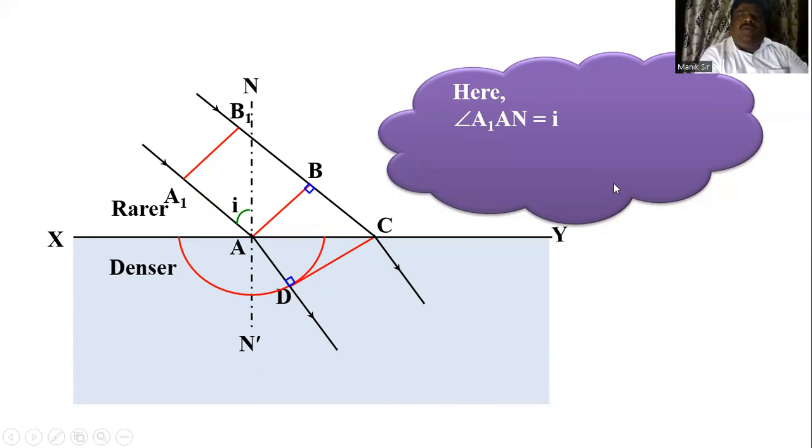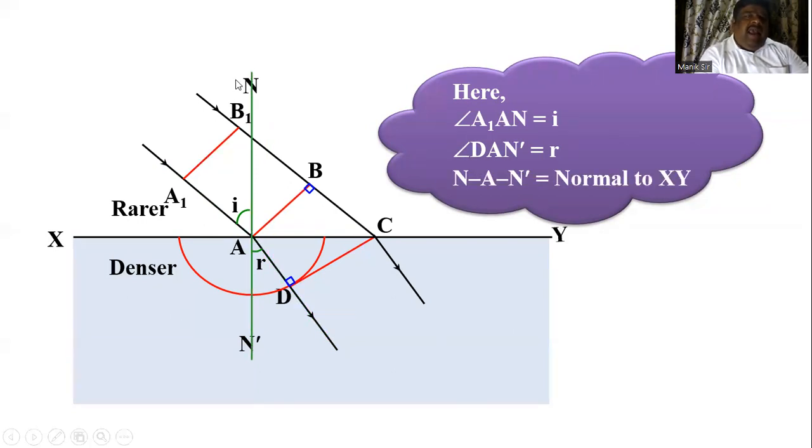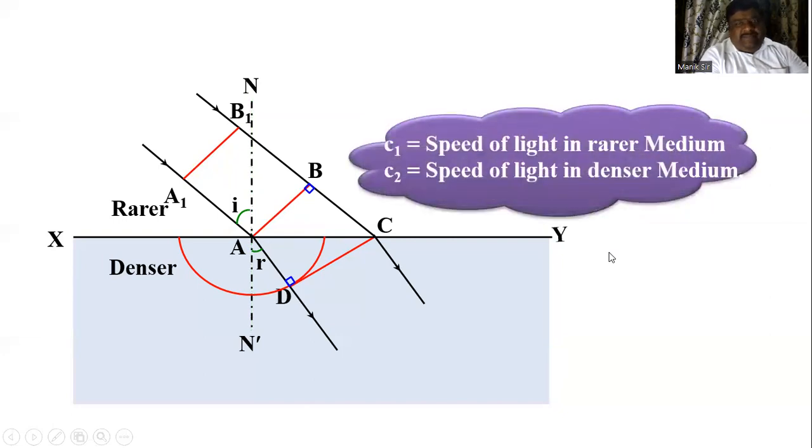Now, angle DAN dash. Yes, this is the angle of refraction, small r. And this NAN dash is the normal drawn to the surface XY. You know that C1 is the speed of light in the rarer medium, C2 is the speed of light in the denser medium, and C1 is greater than C2.